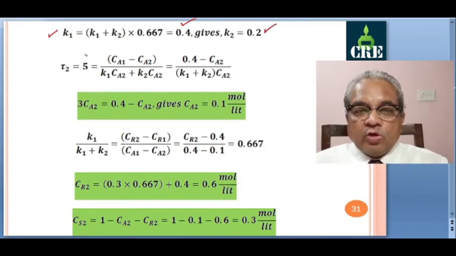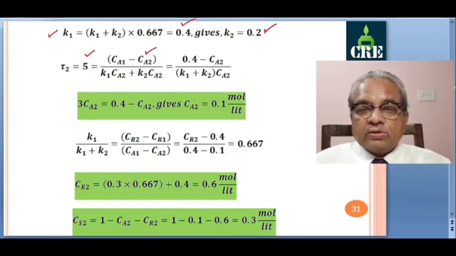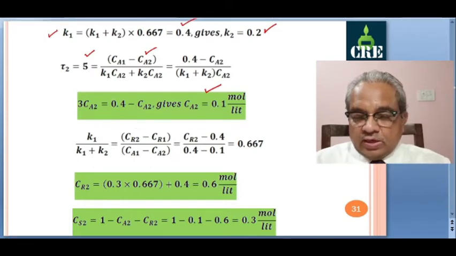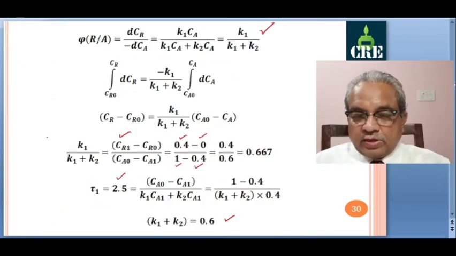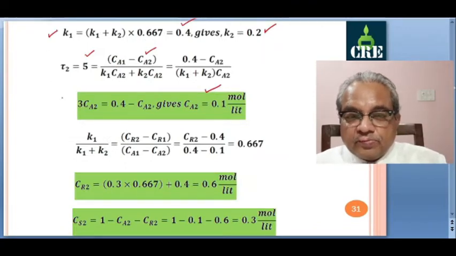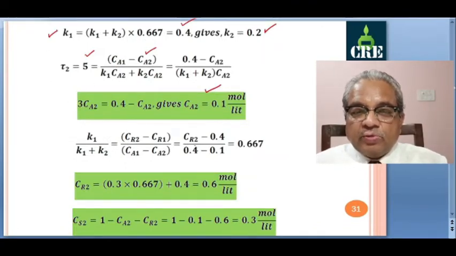For the second reactor, you know tau. The only unknown is Ca2, that we have to determine. Rest of the things are known, you substitute. So you solve this, that gives Ca2 is equal to 0.1 moles per liter. For the second reactor, K1 by K1 plus K2 is Cr2 minus Cr1 divided by Ca1 minus Ca2, as we have written for the first reactor, integrated for the second reactor.